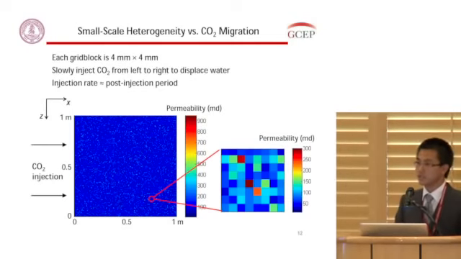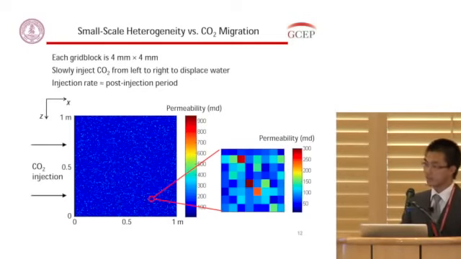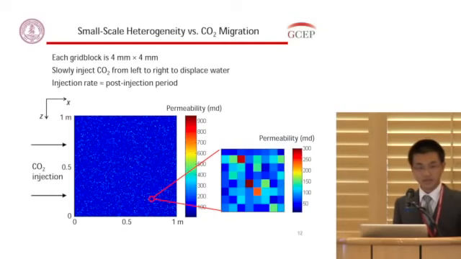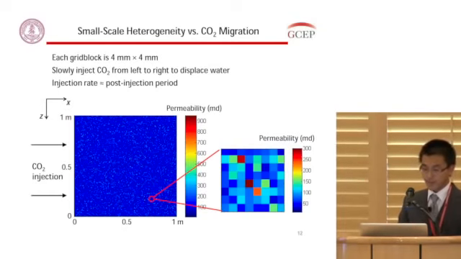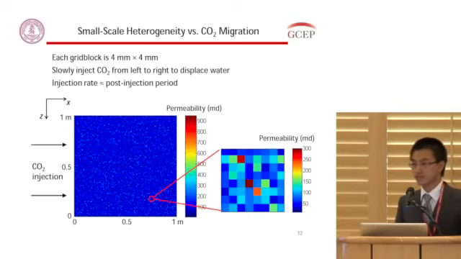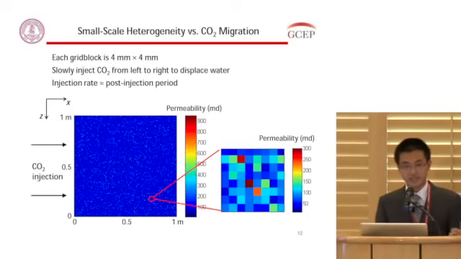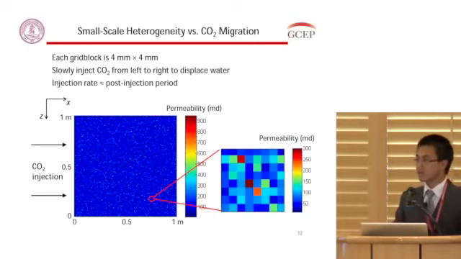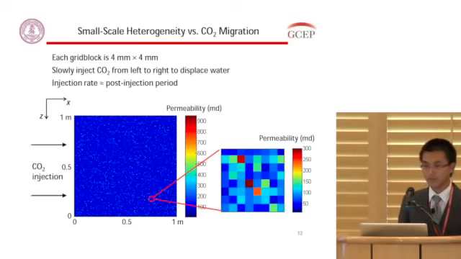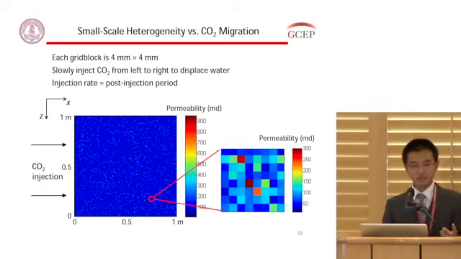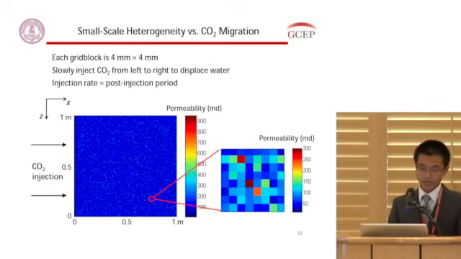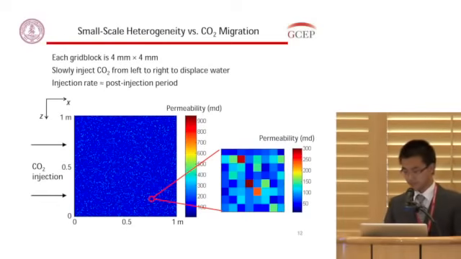If we look into this 2D vertical domain, 1 meter by 1 meter, where each simulation grid block is 4 by 4 millimeters square, apparently this domain is relatively homogeneous, but if you look into the detail, you do see a heterogeneous distribution of permeability. And also, each simulation grid block has its own capillary pressure curve, so it's also capillary heterogeneous. Now, we slowly inject CO2 from left to right to displace water, and the injection rate is slow such that it mimics the CO2 flow rate in the post-injection period.